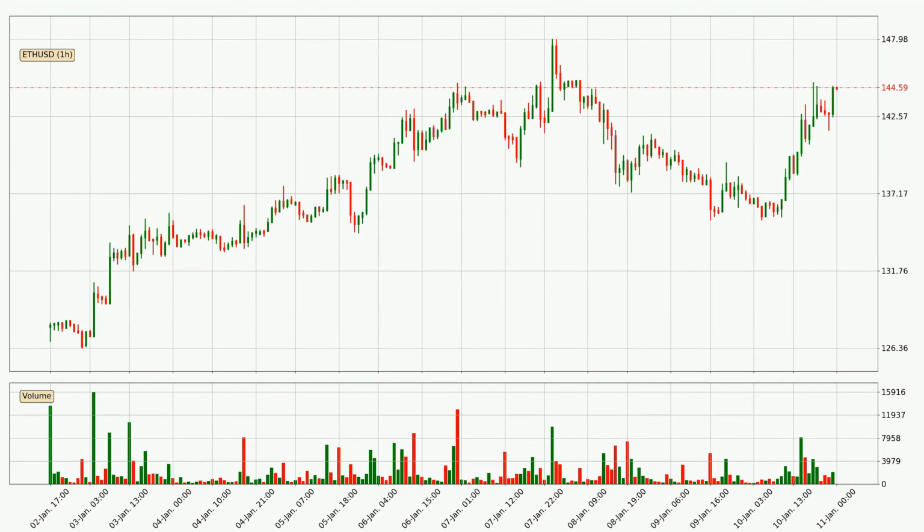Looking at the Ethereum hourly time frame, the price moved quickly to the upside with around 5.4% in the last 24 hours, with a current price of 145. Nevertheless, seeing as the volume wasn't very high, the move wasn't particularly strong.